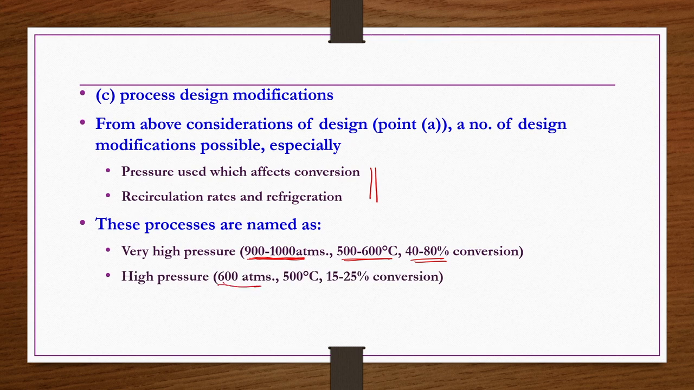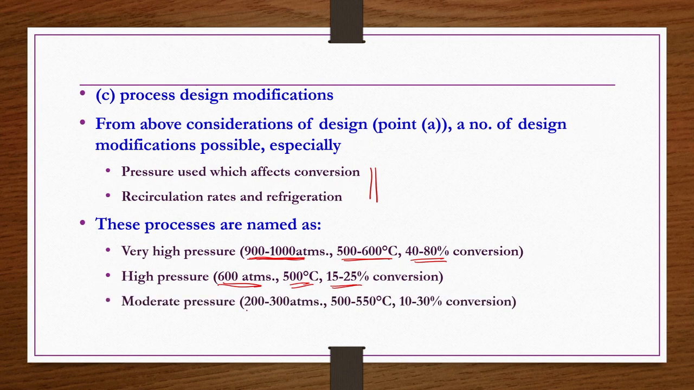Then, the first one is the very high pressure process, and the second one is the high pressure process, where the pressure is 600 atmospheres, temperature is 500 degrees centigrade, but the conversion is only 15 to 25%. See, when the pressure is reduced from 1000 to 600, conversion has fallen from 80% to 25%. Such is the importance of pressure in this ammonia synthesis.